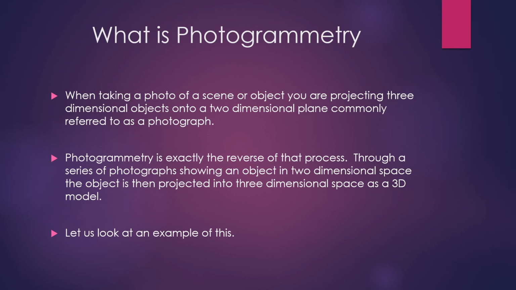Let's talk a little bit about what exactly is photogrammetry. Basically, when you're taking a photo of a scene or an object, you are projecting a three-dimensional object onto a two-dimensional plane, which we'll commonly refer to as a photograph. Photogrammetry is exactly the reverse of that process. Through a series of photographs showing an object in two-dimensional space, the object is then projected into three-dimensional space as a 3D model.